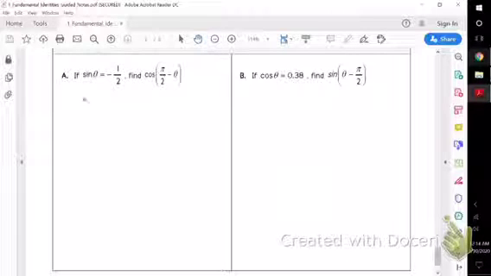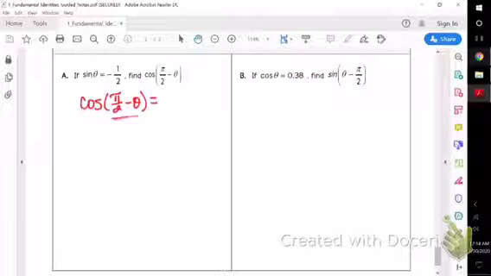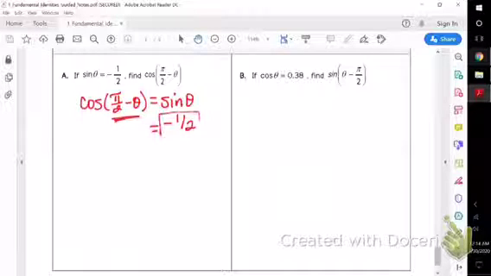Well, first let's talk about cosine of pi over 2 minus theta. Well, that's a cofunction rule. When I see 90 minus theta or pi over 2 minus theta, I know cosine's cofunction is sine. But we know the sine of theta already. We know that's equal to negative 1/2. So that means that cosine of pi over 2 minus theta is equal to negative 1/2 as well.